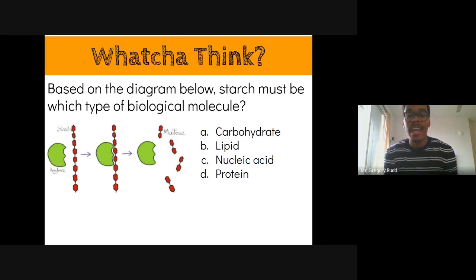So, Kathy, I can tell you're obviously using your notes, which is excellent. Everyone should have access to their notes and should be referring back to them as we go through each day's lesson. But another way to know is that when we break starch down, it becomes maltose. Maltose ends in OSE. And OSE is the ending that always should signal to us that we're talking about a sugar. We're talking about a carbohydrate.